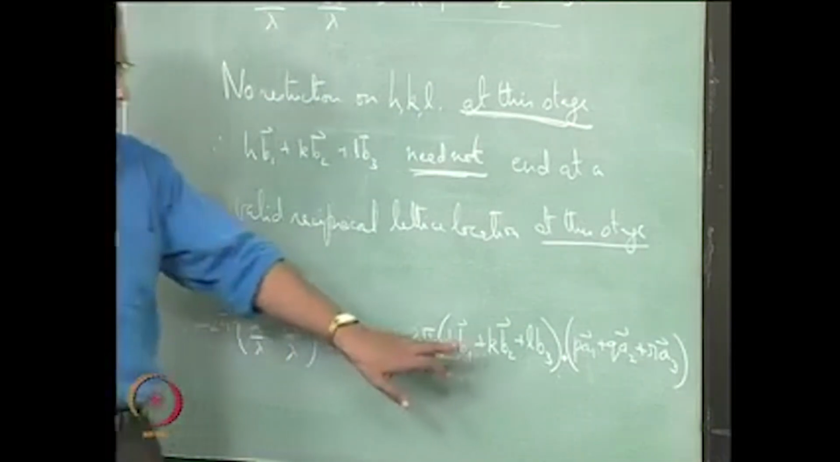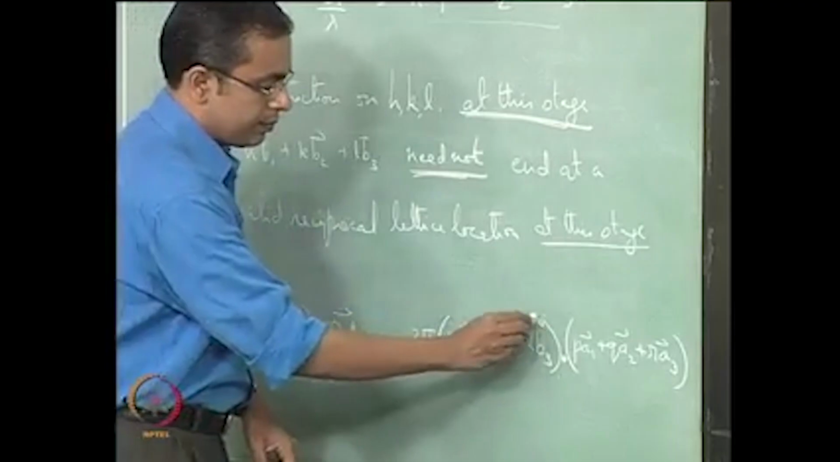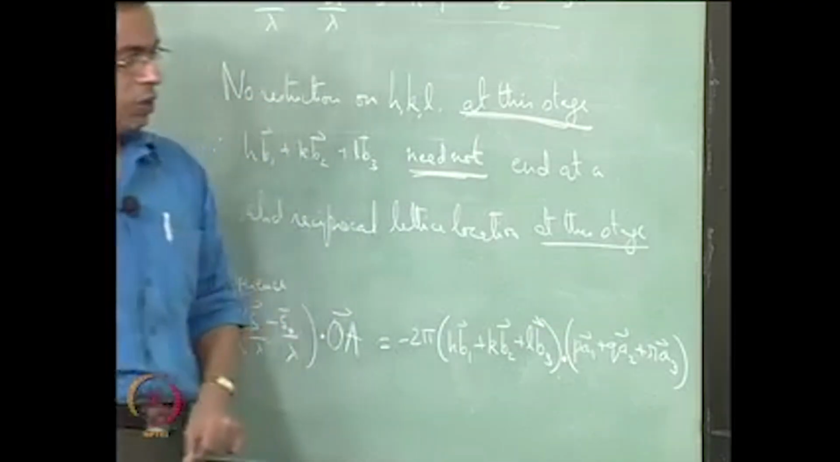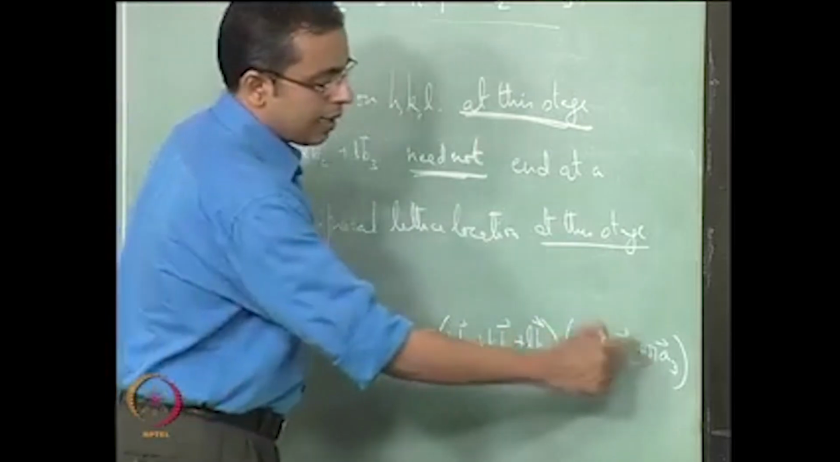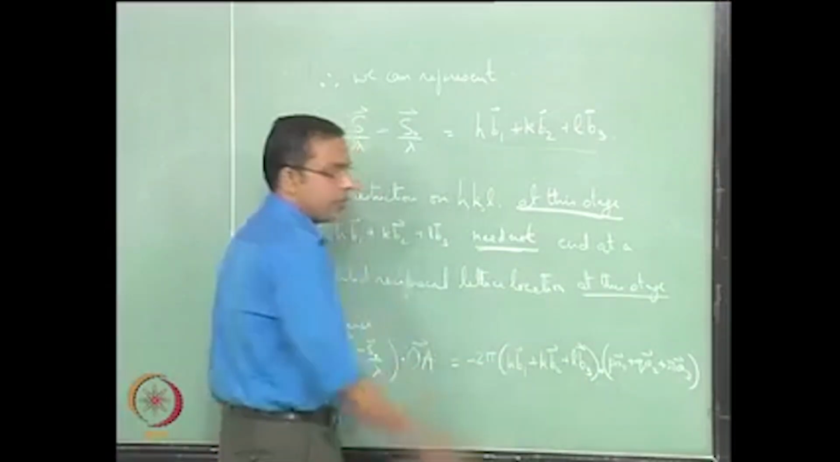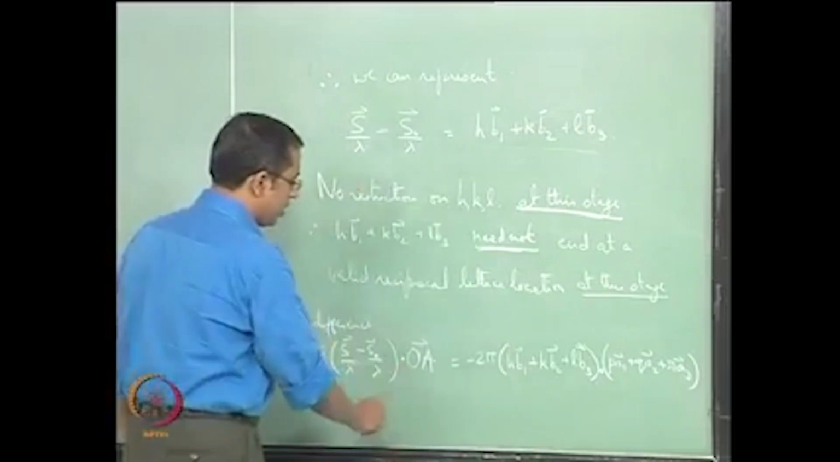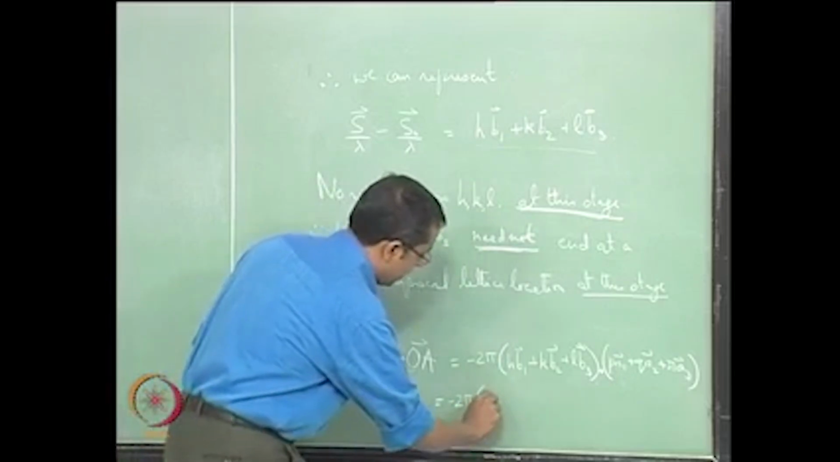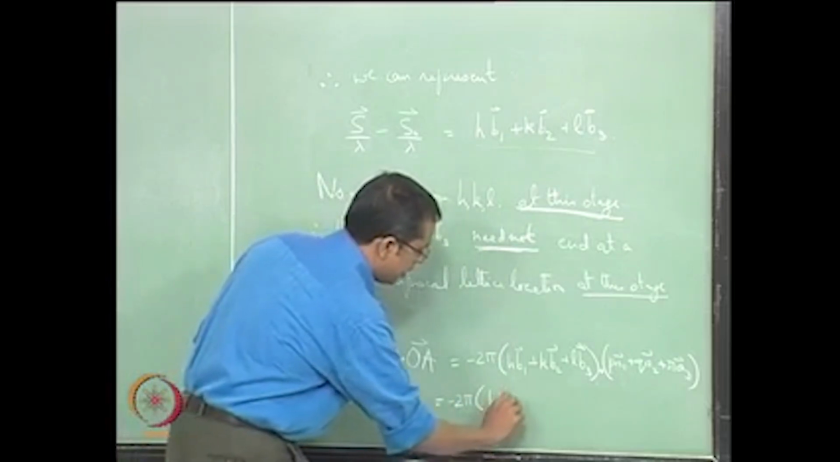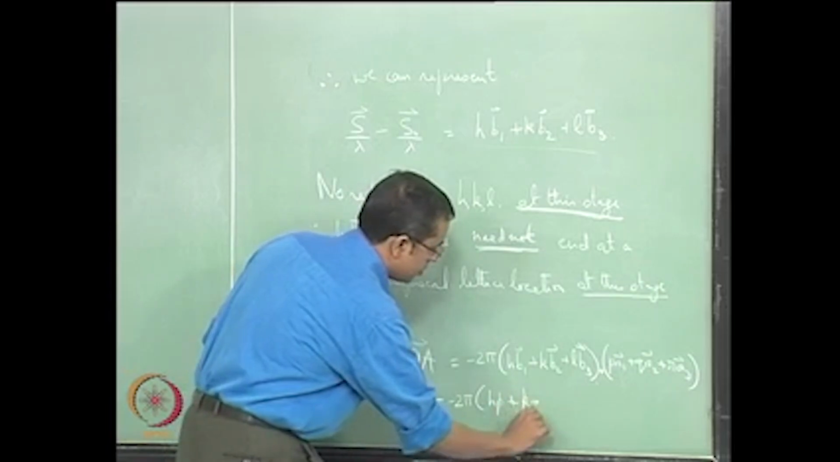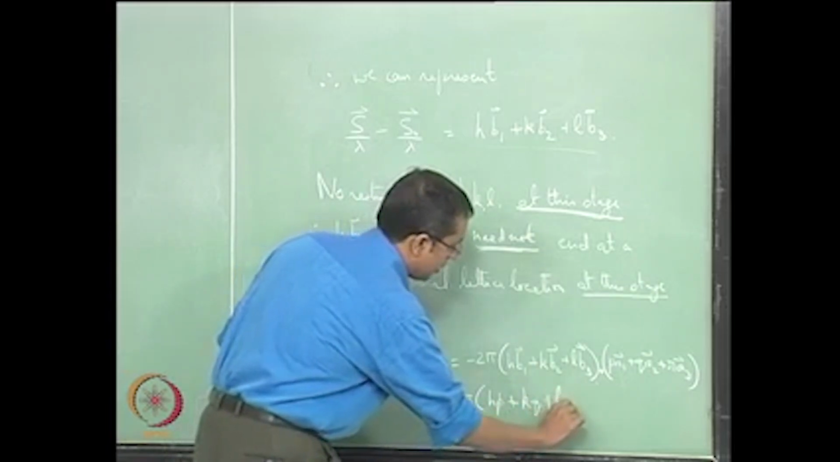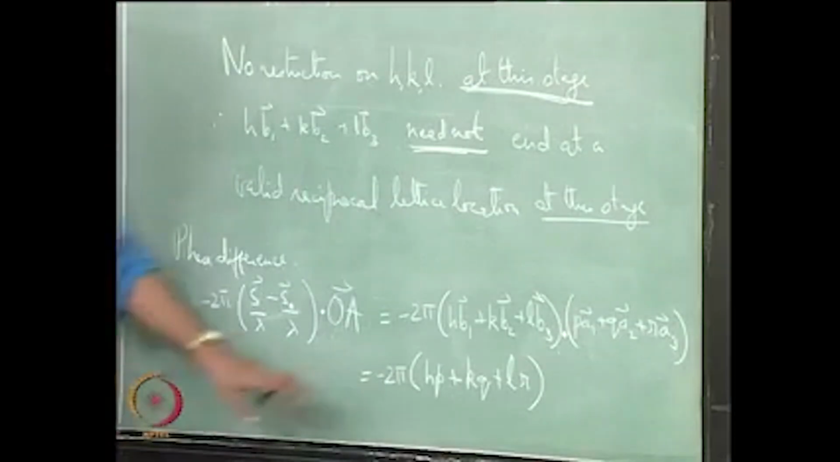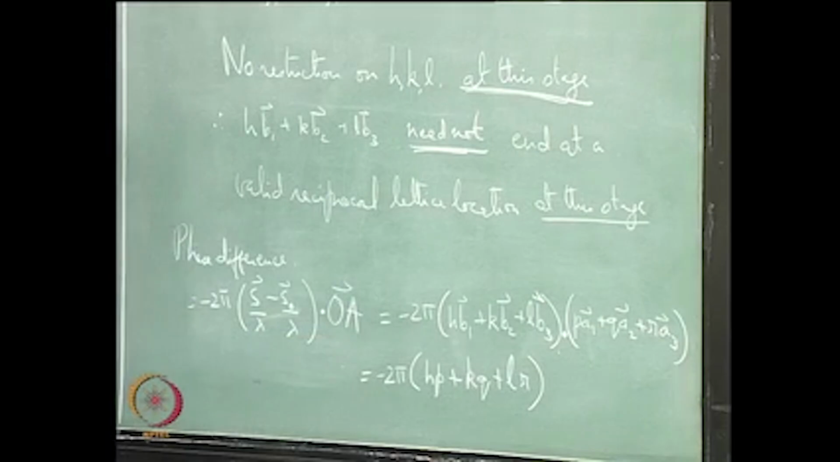a dot product of H b1, K b2, L b3 with P a1, Q a2, R a3, where P, Q and R have to be integers. At the moment H, K and L could be anything, they need not be integers. So if you do take the dot product, this is equal to minus 2 pi times (H P plus K Q plus L R), of which P, Q and R are integers, and H, K and L could be anything. Now for constructive interference, we have this phase difference.